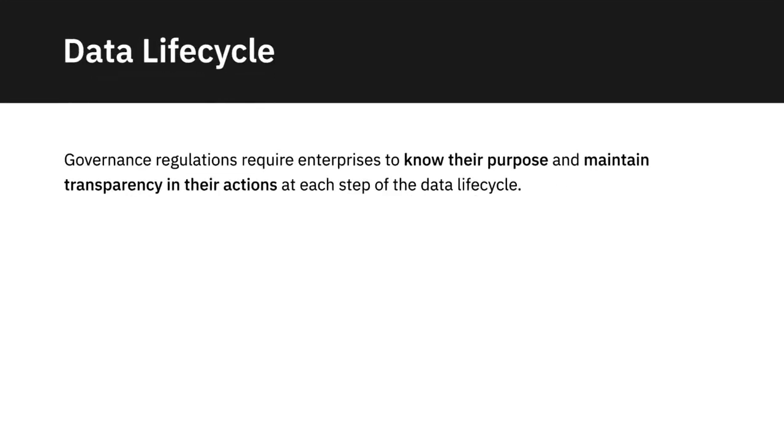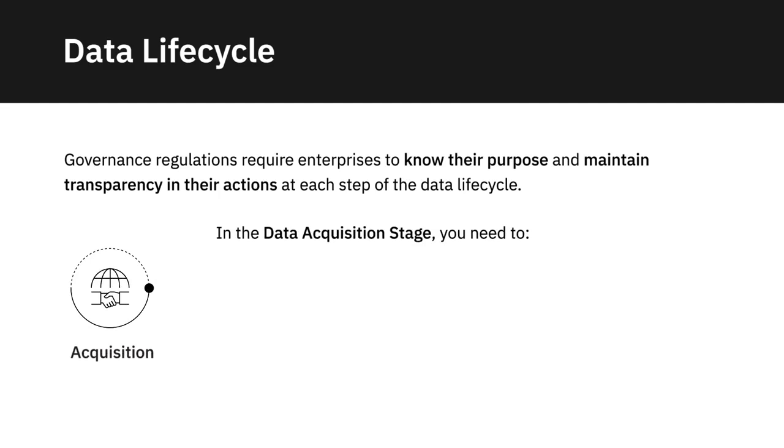Governance regulations require enterprises to know their purpose and be clear and transparent in their actions at every step of the data lifecycle. Let us understand this better by walking through a typical data lifecycle and just a few of the considerations that may apply at each stage. A typical data lifecycle in an organization includes the following stages.